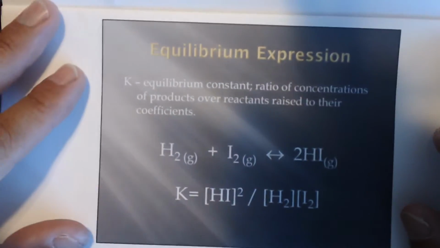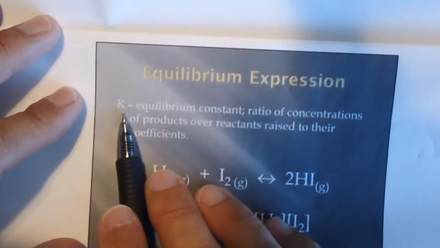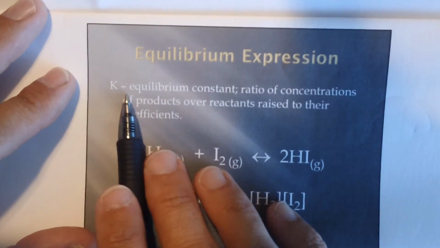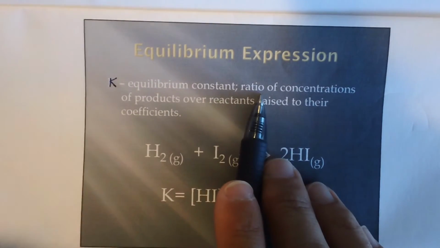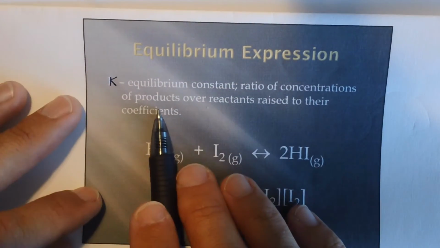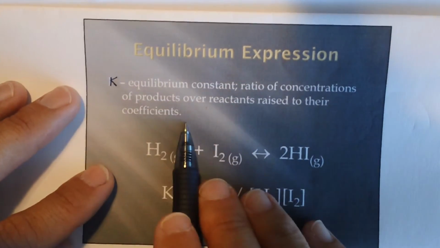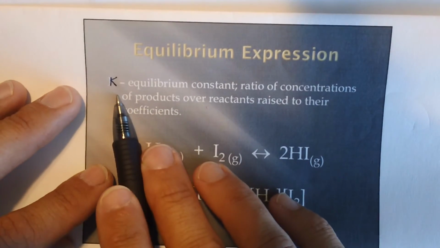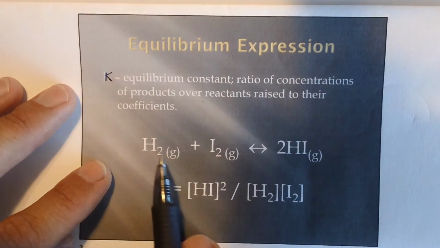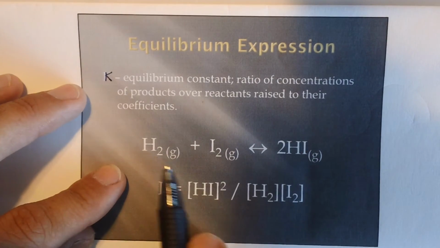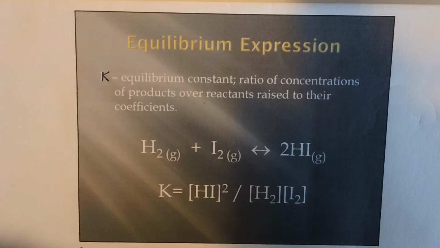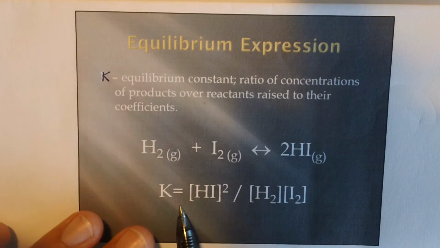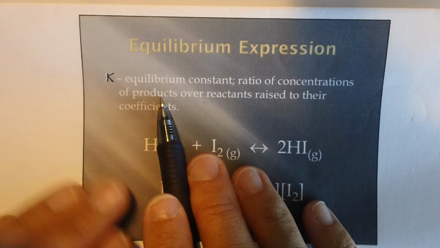So I'm going to give you a couple quick little hitter problems. This is called an equilibrium expression. K is the equilibrium constant. So it's a capital K, and that capital K is the equilibrium constant. It's a ratio of concentrations of products over their reactants raised to their coefficients is how you solve for this equilibrium constant. So here we have a reaction of hydrogen gas reacting with iodine gas to form 2 hydroiodic acids.